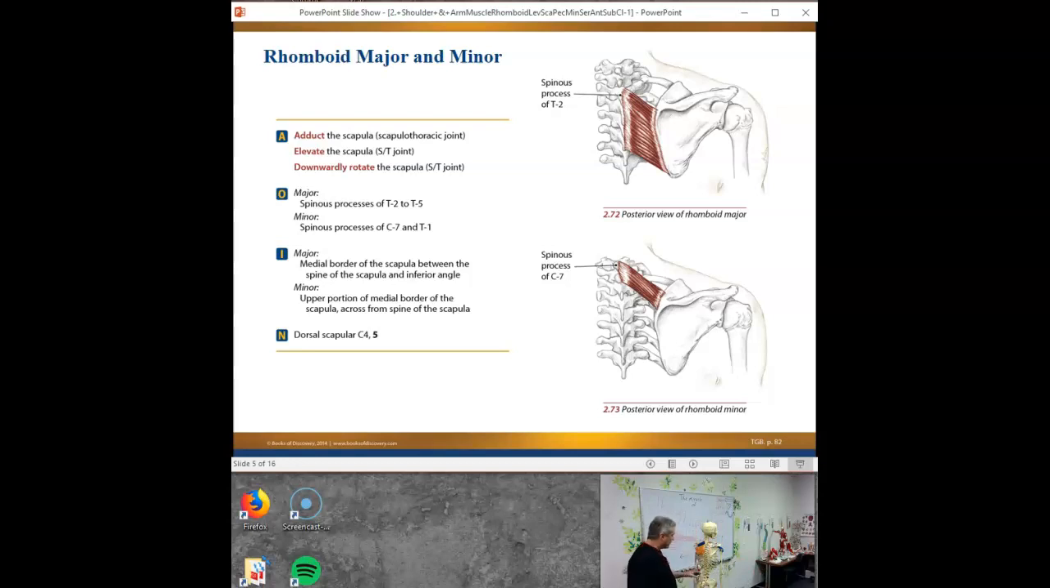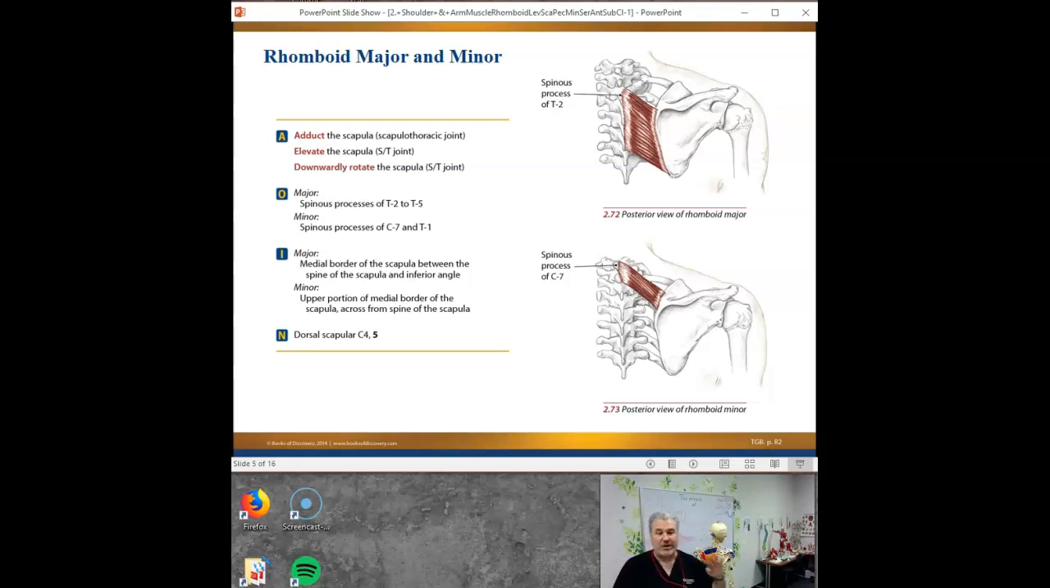So, remember, if I talk in a certain way, it's usually to make a point to help you remember stuff. So, you've got rhomboids major and minor. And by the way, as far as I know, they always work together. I don't really understand why they make a distinction between them. If we cut into a human body right now, it would be very hard to tell the difference between the two. They run into each other. I'm using two different colors of tape, but if I used the same color of tape here, you wouldn't be able to tell the difference between them, right? Right. Okay.